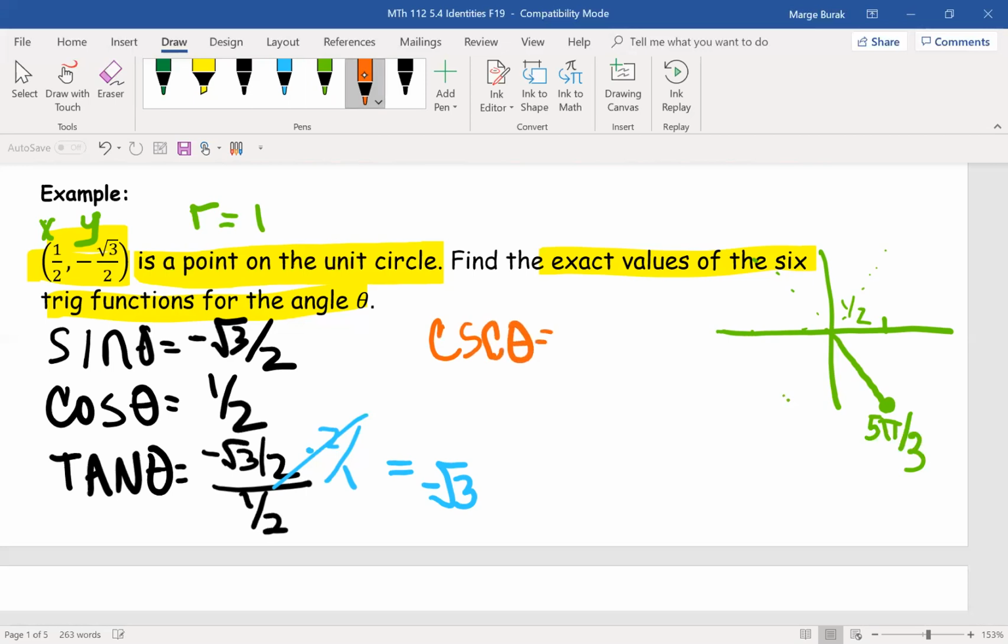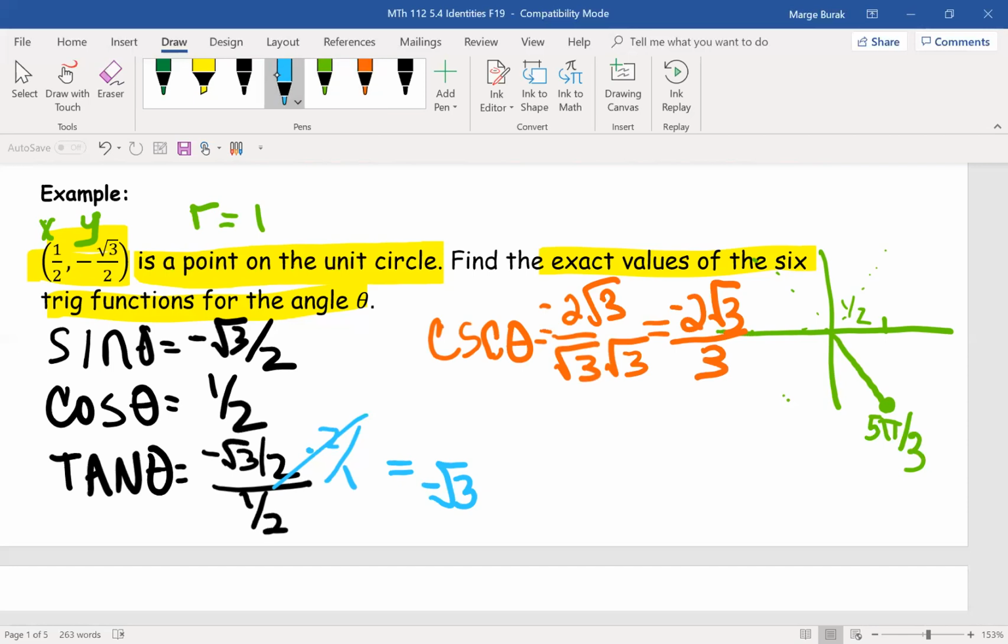And we're going to flip that, negative 2 over the square root of 3. But if we want to get full credit, we need to rationalize that denominator. So we'll times it by the square root of 3 over the square root of 3. And our final answer will be negative 2 radical 3 over 3. Well, that's a lot of work for that one.